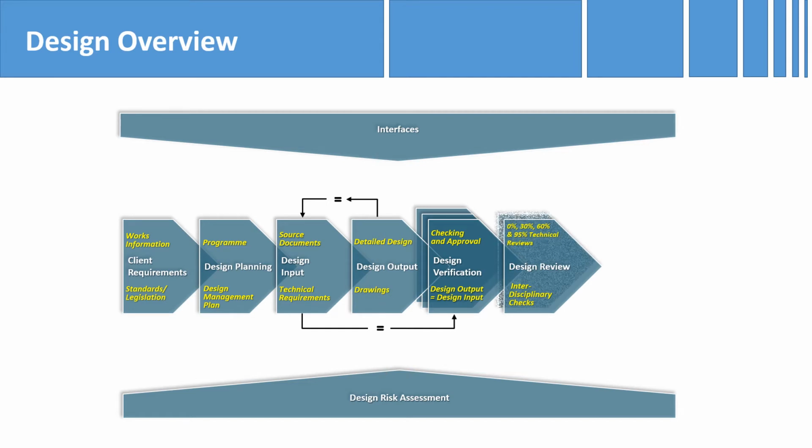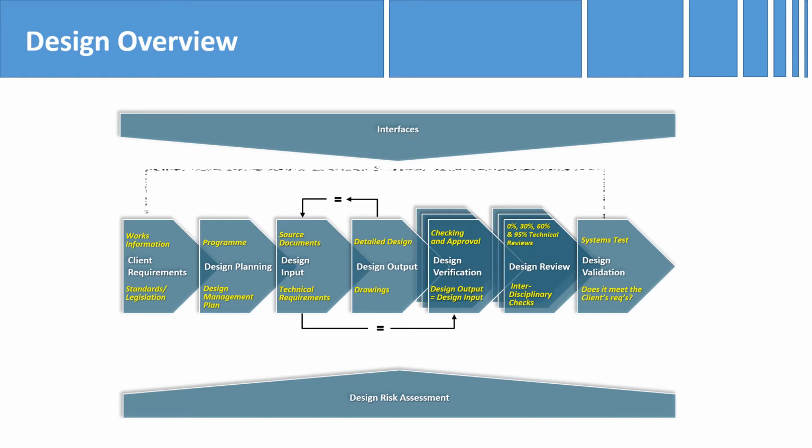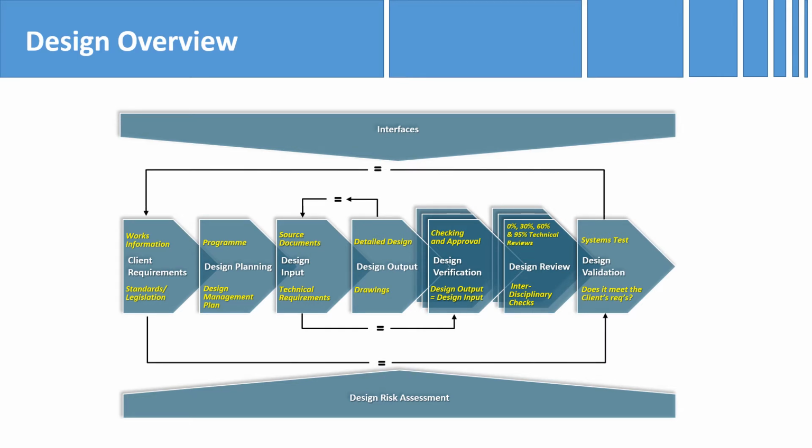Design reviews are carried out at milestone stages to ensure that we're not just looking at discrete verification. We could be looking at it as a system. In rail, this is generally in the form of interdisciplinary checks. And design validation looks at the design as a whole and confirms whether the design meets the customer's expectations.